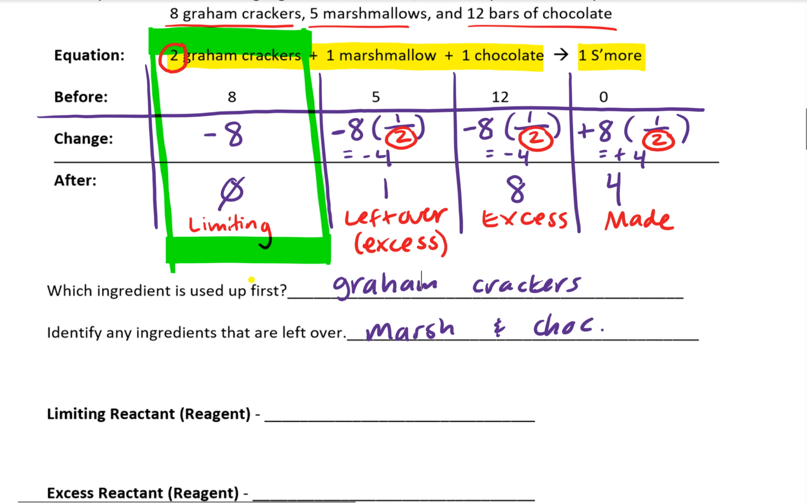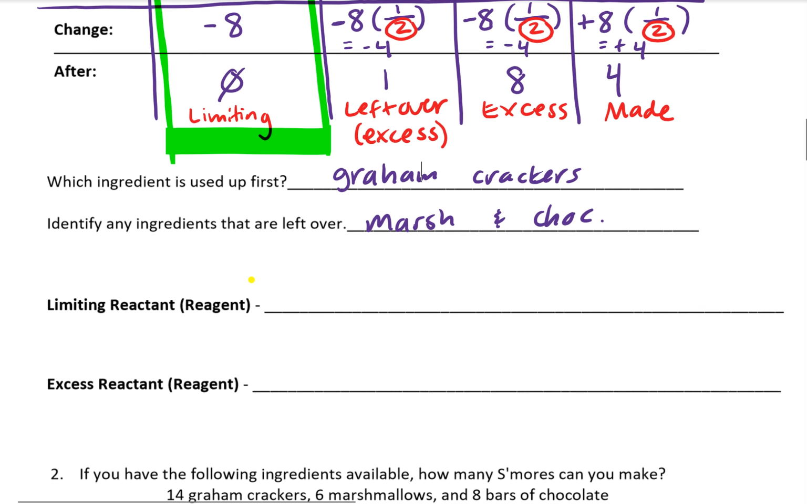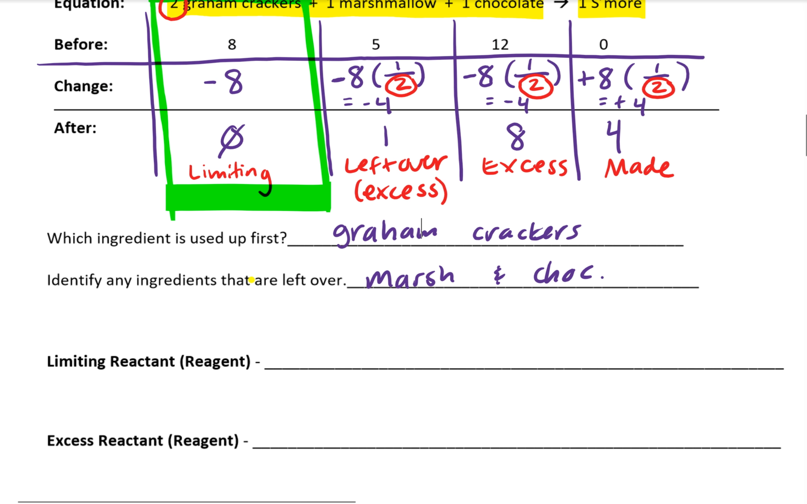So we can give these formal names or formal definitions in chemistry. The limiting reactant, another word for reactant is reagent. Limiting reactant is the one reactant that is completely used. It runs out first. It's the one that's 0 after the reaction. It's the one that's going to read 0 on that after row. And then the excess reactants or reagents are your leftovers.